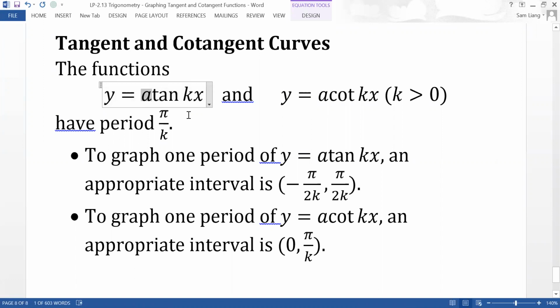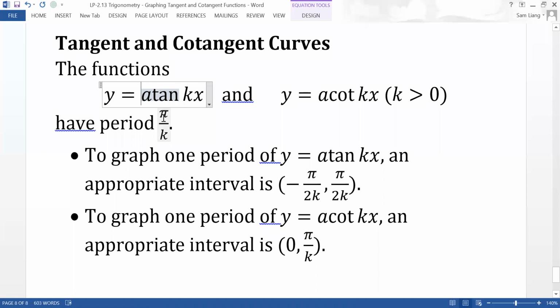Depending on if it's greater than 1 or less than 1. So I don't want to say amplitude because technically tangent and cotangent don't have amplitudes, right? Because they go on to positive and negative infinity. But that would be the vertical stretch or shrink, right? That's what you multiply the y values by.